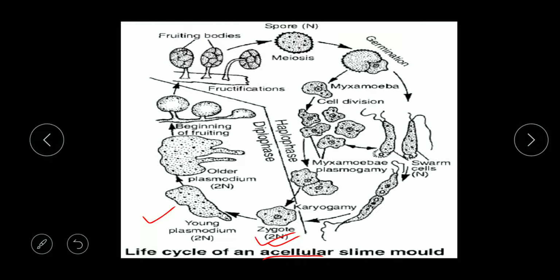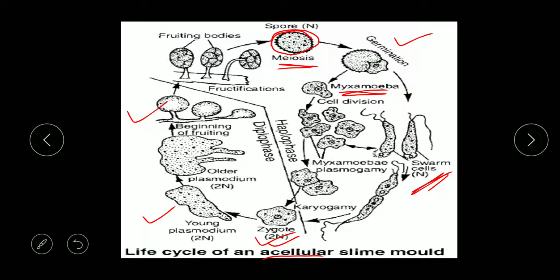It becomes diploid. Why? Because it develops from a zygote. Later, when unfavorable conditions occur, it will form fruiting bodies, and these fruiting bodies will produce spores by meiosis. These spores have a true cell wall, as you can see here, and that cell wall is made up of cellulose. On reaching a suitable substratum, the spores germinate and form two types of cells: either a myxamoeba or swarm cells.